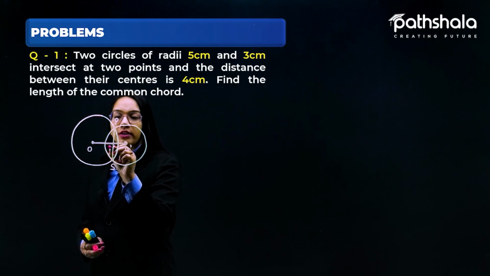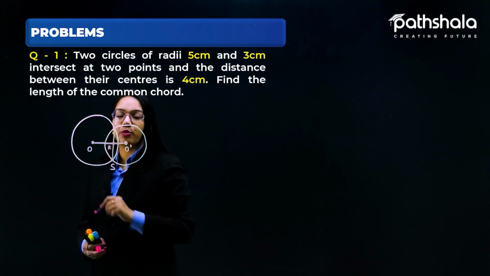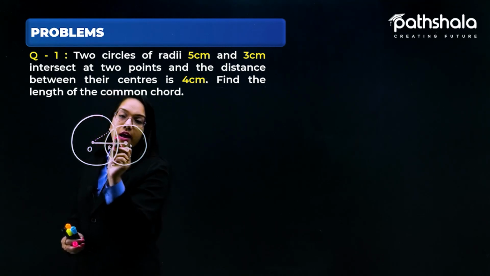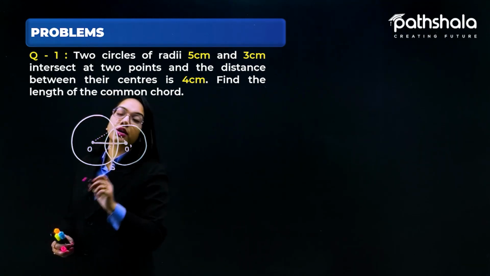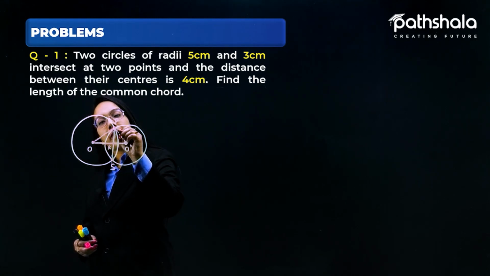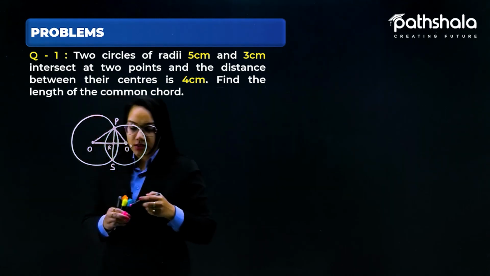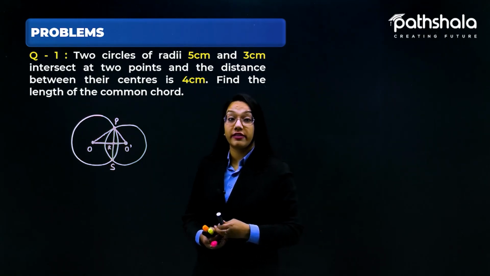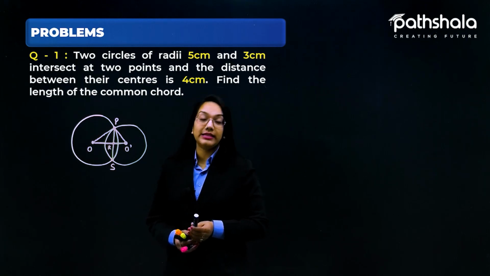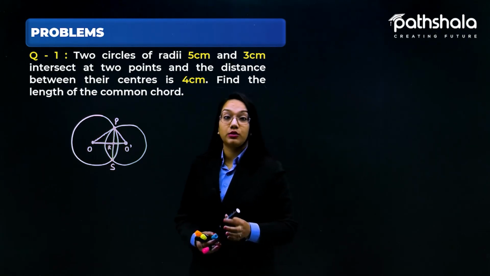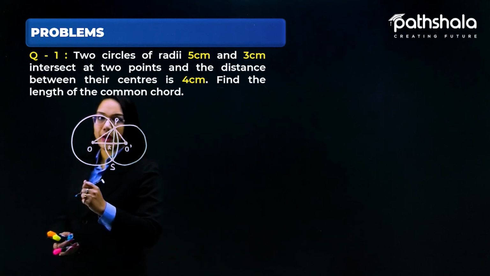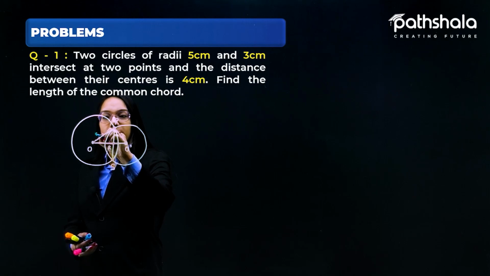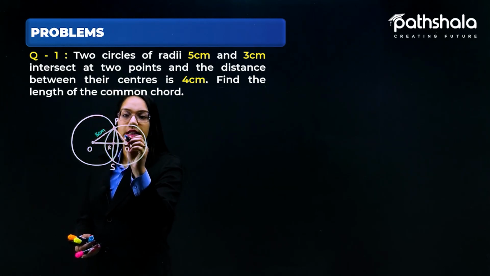Let us suppose I'm calling this point R, and I'm joining these points, forming two triangles over here. So what is actually given in the question? It says the two circles of radii 5 cm and 3 cm intersect at 2 points. Since this is the bigger circle and this is the smaller one, I'm taking this one as 5 cm and this one as 3 cm.